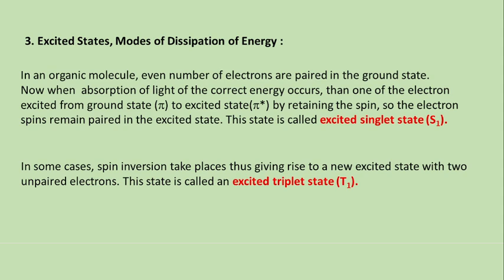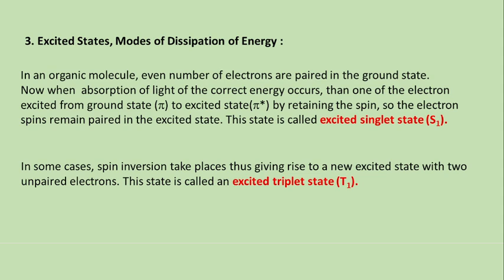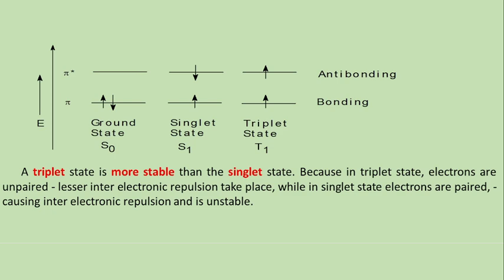excited singlet state S1. In some cases, spin inversion occurs. This gives, this means, the unpaired electron. This excited state is called the triplet state.